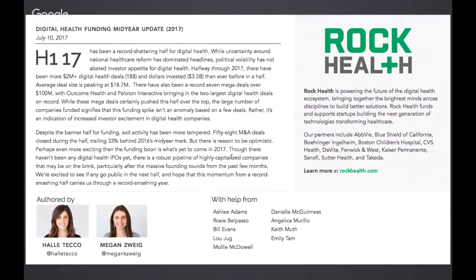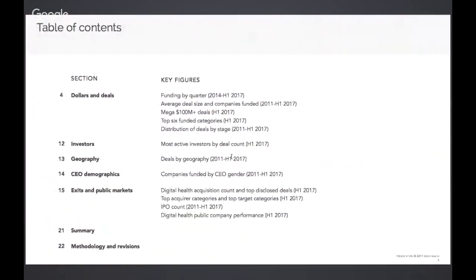I don't expect you to read this page, but if you haven't seen the full report yet, we can definitely send that in follow-up. But I'm going to click ahead and get into our table of contents. This is an overview of what we're going to talk about today.